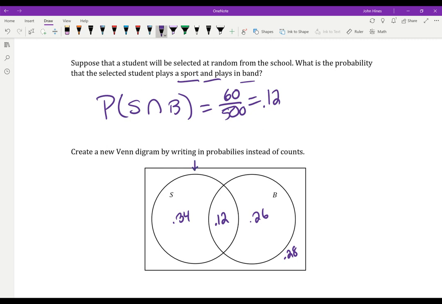And then it's probably good to say how big is the sports circle. The sports circle itself, the probability of sports is 46%. And the probability of band is 38%. It's probably good to realize what the whole circle is too. So the P of B is 38 and the P of S is 46%.